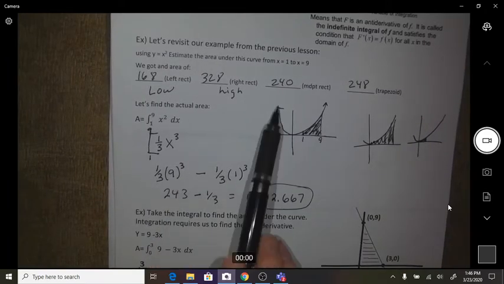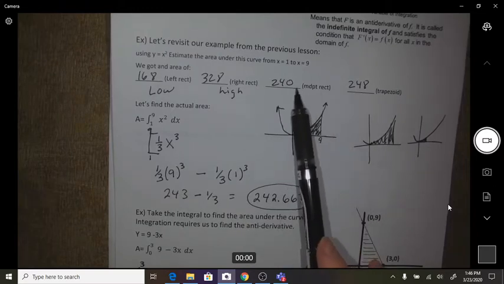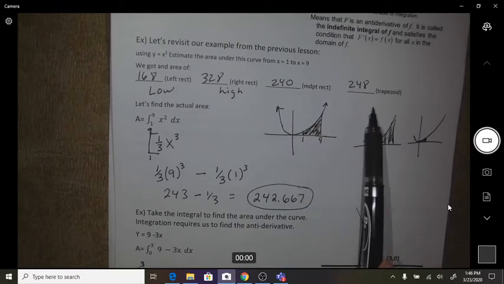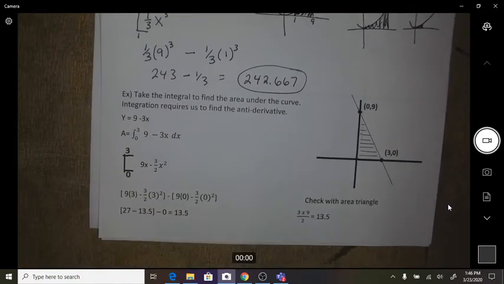So you can see how our trapezoid is pretty close and our midpoint is pretty close to that actual number. We knew that those were low and high.